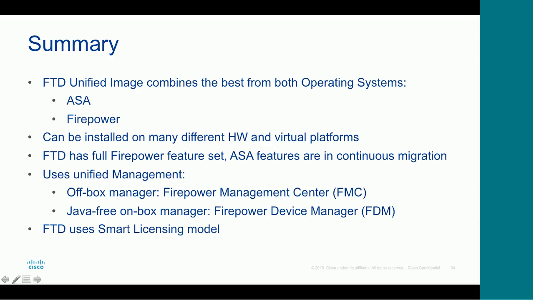As a summary, we can underline that Firepower Threat Defense Unified Image combines the best from ASA and Firepower operating systems. It can be installed on different hardware, and it supports virtual environments. It has the full Firepower feature set, and we keep migrating the ASA features. Firepower Threat Defense uses unified management, and it can be managed through the off-box manager, which is FMC, or our new Java-free on-box manager, which is FDM. And we don't have licenses based on serial numbers anymore, because FTD uses the smart licensing model.